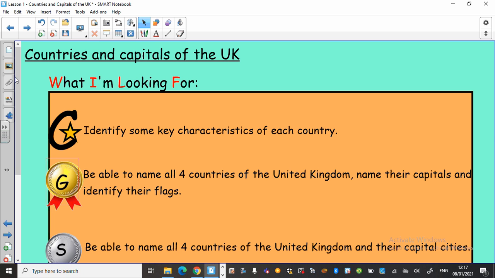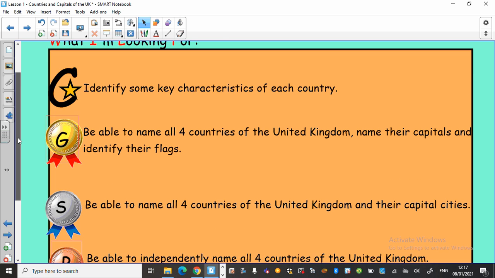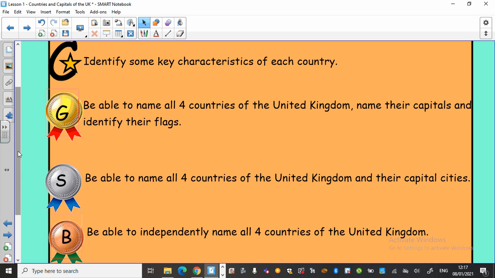So this is the stuff that I'm looking for from you today. Remember, WILF stands for what I'm looking for. So if you want to get bronze or silver or gold or challenge today, these are the things that you would have to be showing your teacher or me in order for me to say, yes, they can understand bronze or silver, etc.